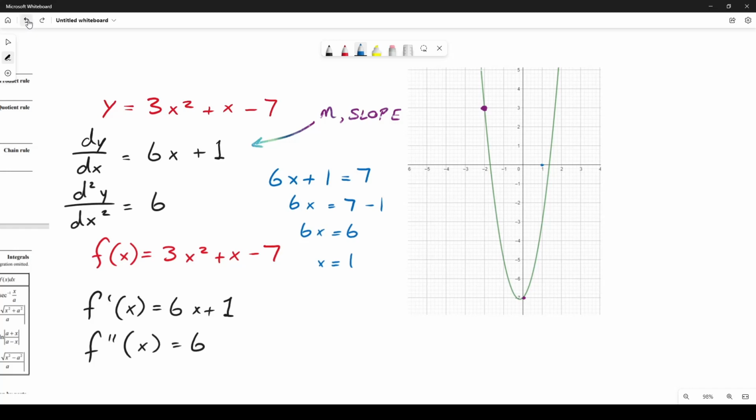I think it's pretty cool. So sometimes they'll ask you what is the slope at this point, and you sub in for the x value. Other times they'll say, when is the slope something, and you equate it to that and solve it backwards, like I've done here in the blue.